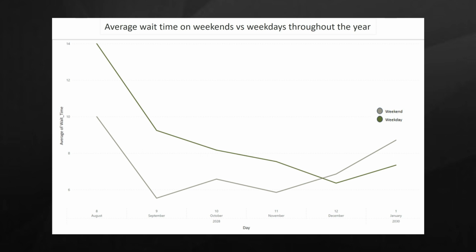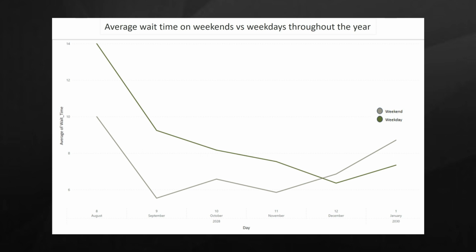Looking at this graph, we found that during the year, passengers will experience a longer wait time when they travel on a weekday. However, in December and January, the wait times will be longer on the weekend. We believe that this could be due to the fact that people are more likely to travel for work during the weekday throughout the year, and more people are likely to travel on a weekend in December because it is the holiday season.